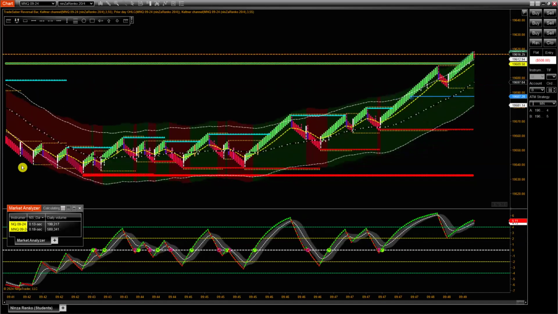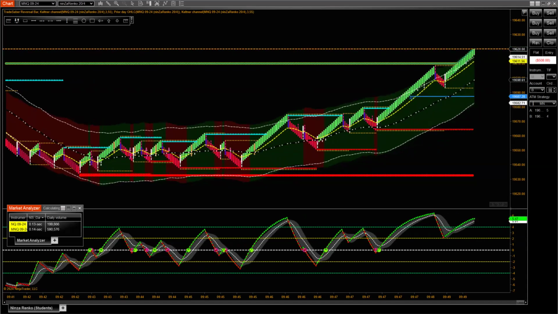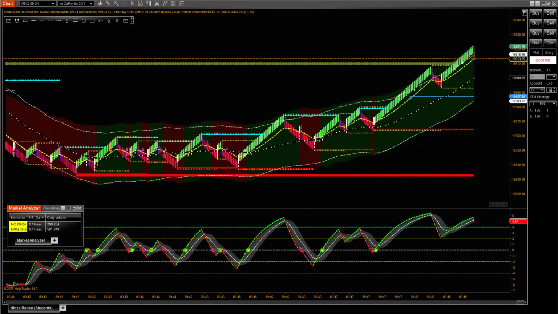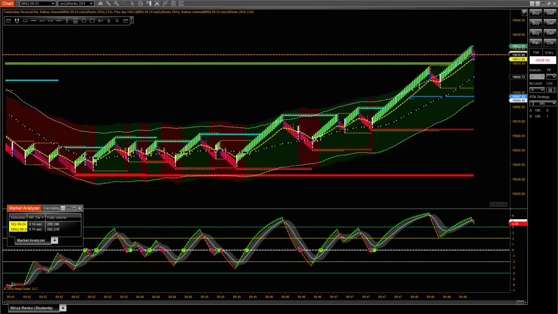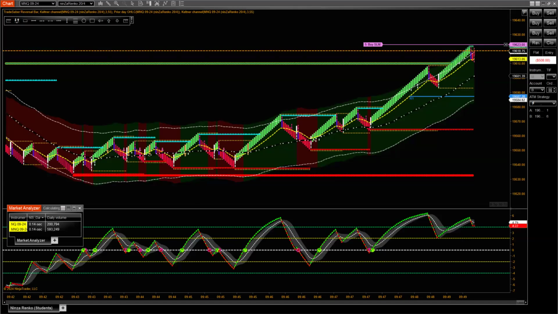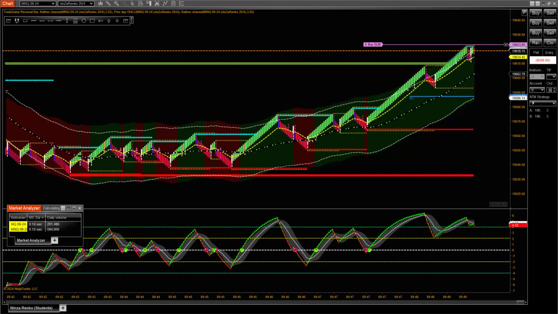Here we go, testing that high. So we are headed to the +2 deviation, if it's gonna go straight there. Order submitted. And there's hardly any momentum. Just try and break that thing. It doesn't want to.